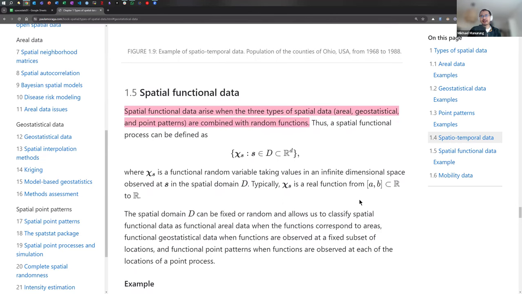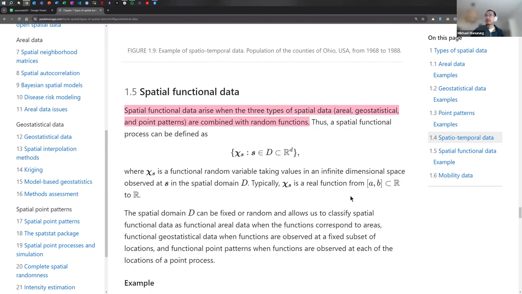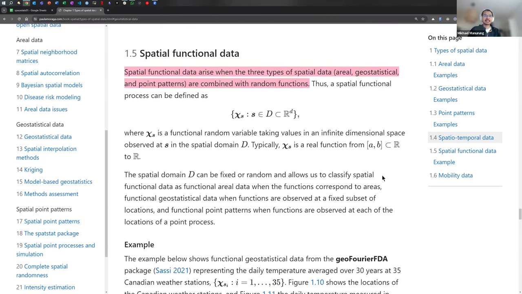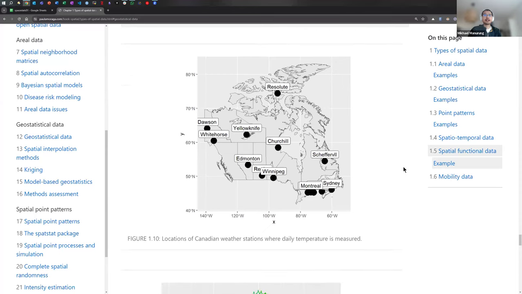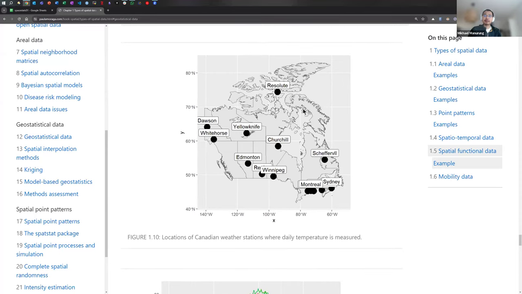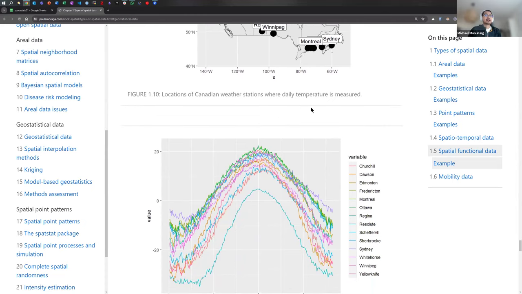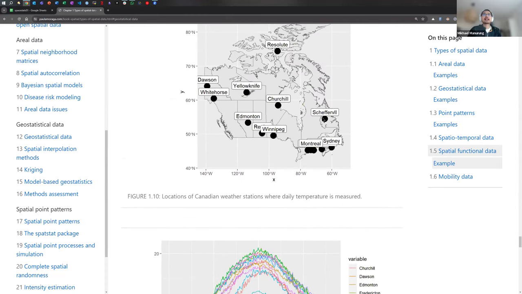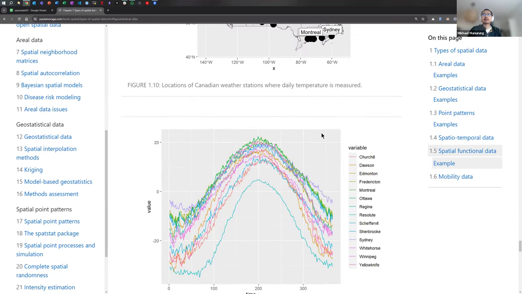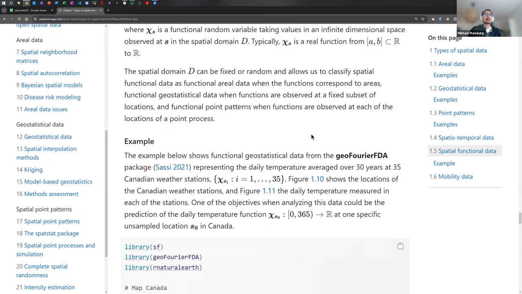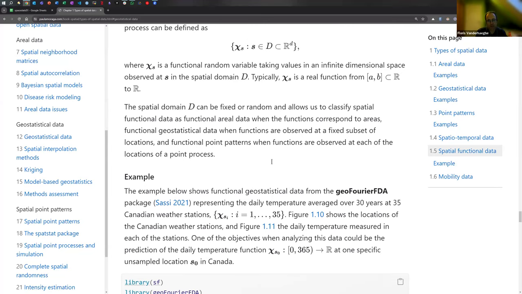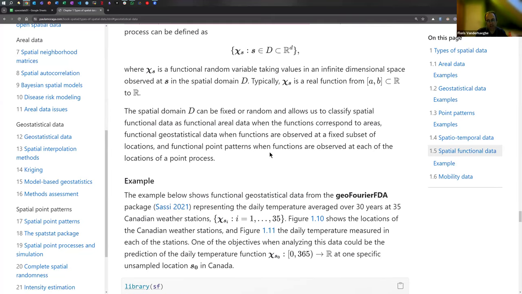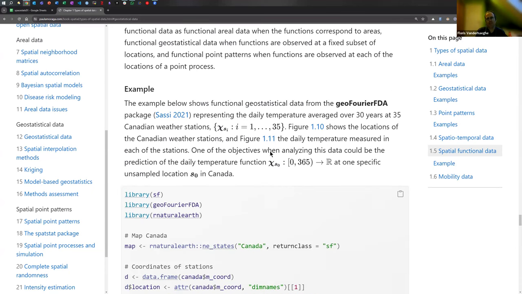And then for the spatial functional data, this is a combination of all of the three types of data before. And here, they give an example of the temperature measurement. So I guess, but I'm not entirely sure about the point pattern nature of this example. It is about weather stations, so it is also geostatistical data here, because you can measure this everywhere, but you just measure it in a sample.